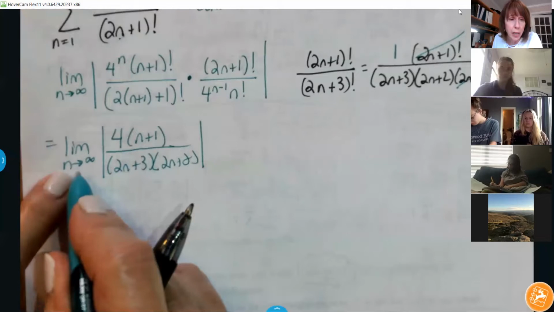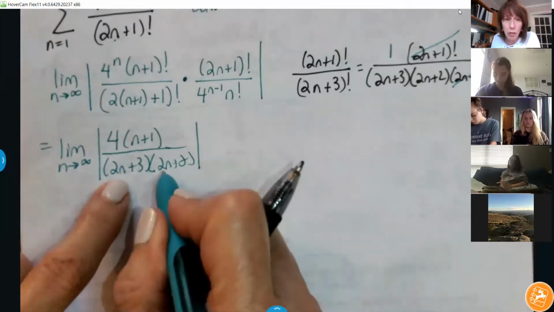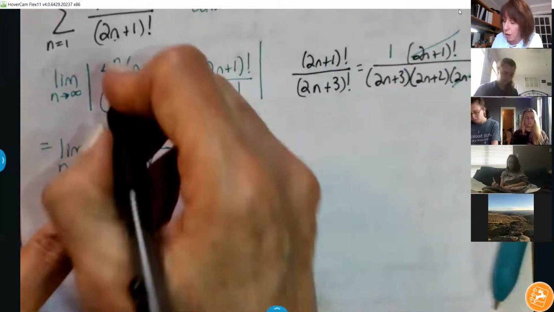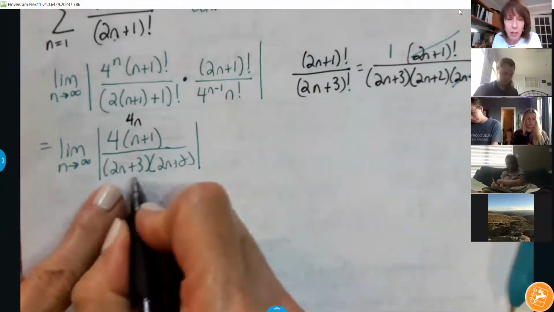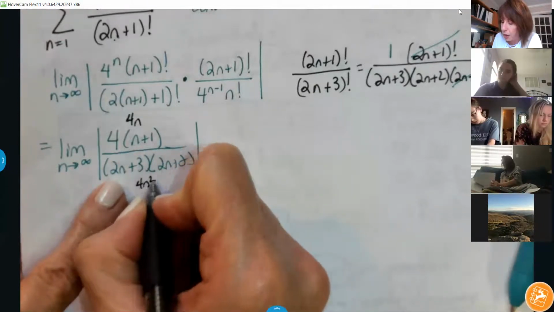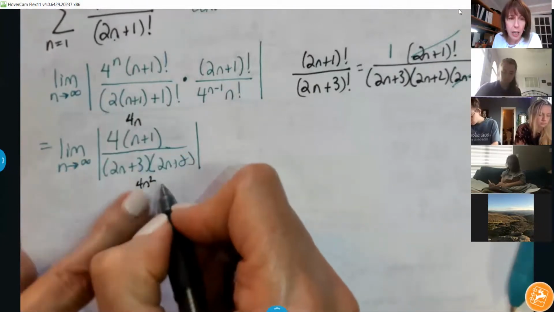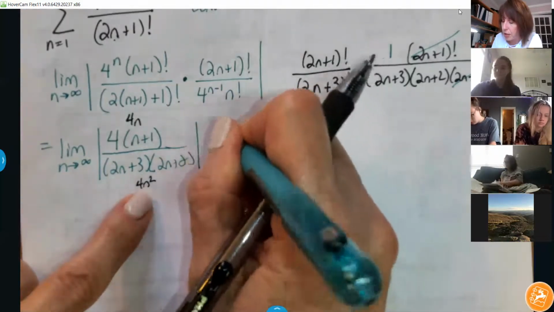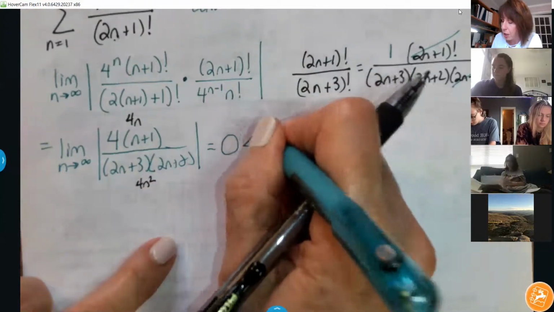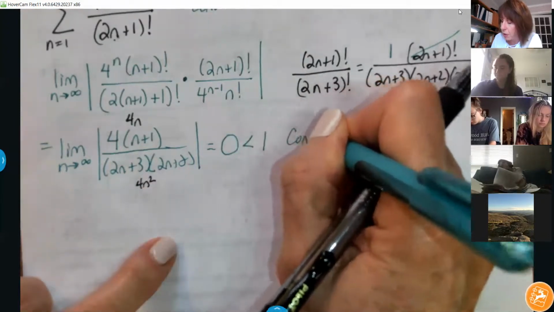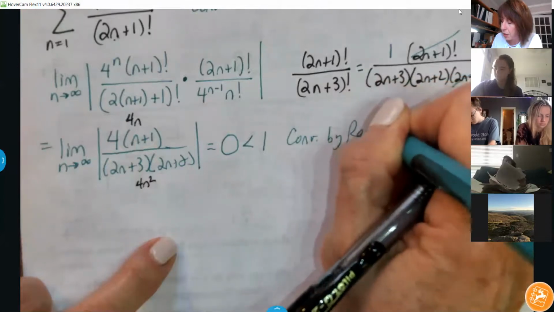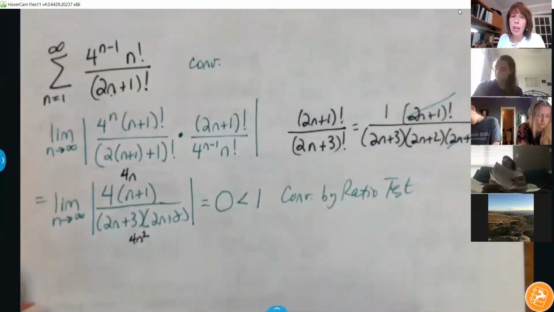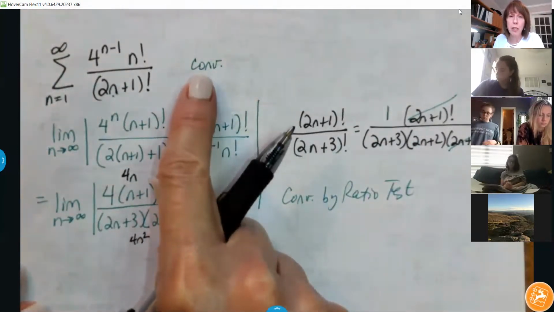Okay, now we're going to let n go to infinity. As n goes to infinity, the highest term on top will be a 4n. The highest term on the bottom will be a 4n squared. And the n squared will rule. The infinity goes down here, so this whole thing is 0, which is less than 1. So we converge by ratio test. Which again, I kind of figured would happen. I kind of figured we'd converge.